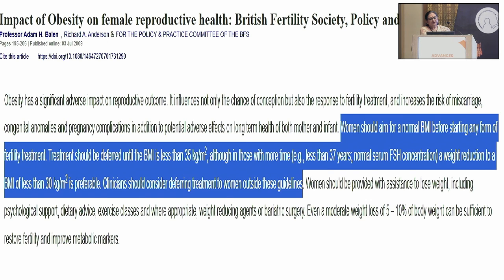Now are there any guidelines we have? This is an age-old guideline, starting in chronological order, the British Fertility Society by Adam Balen, which said women should start infertility management only when the BMI is less than 35, preferably less than 30.